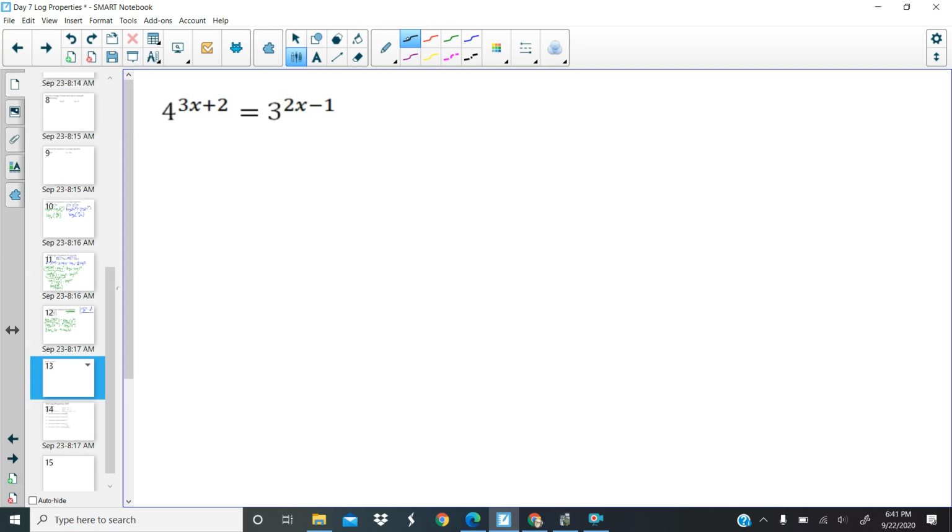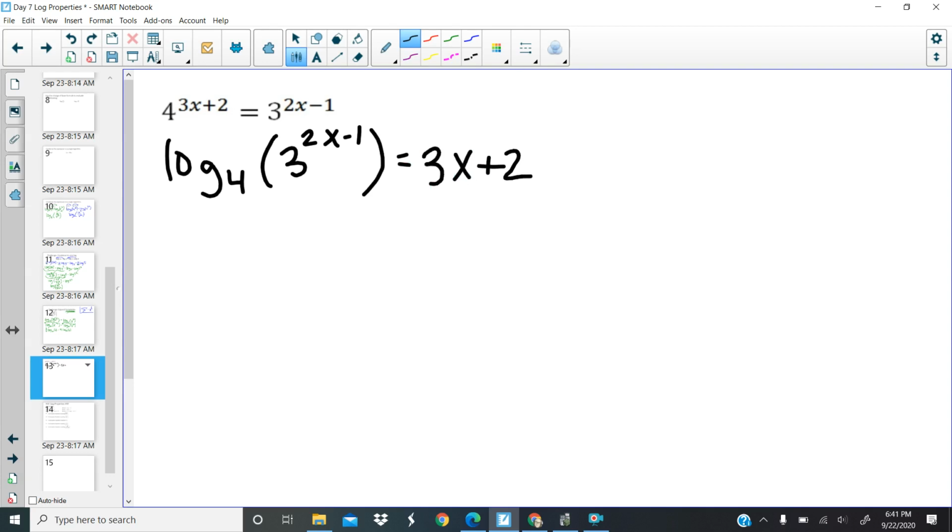So the first thing is, I just want to rewrite the left-hand side into a logarithm. So I have 4 to an exponent, and it equals something on the other side. If I'm rewriting it as a logarithm, then I would have log base 4 of all the stuff on the other side, so 3 to the 2x minus 1, and then all of that is going to be equal to the exponent, which is 3x plus 2.